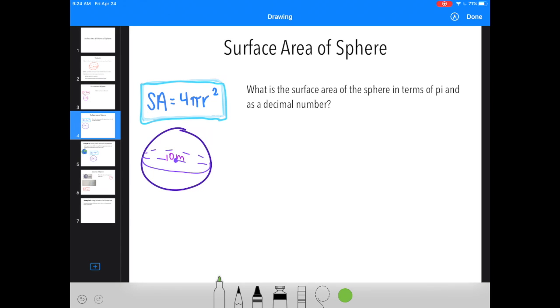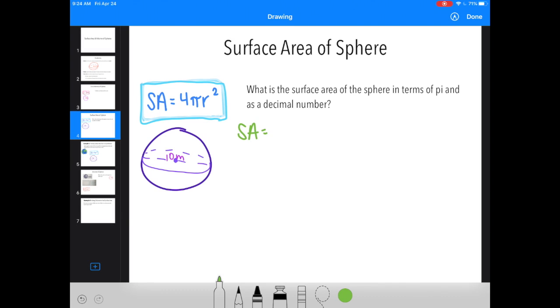We are going to multiply 4 times pi times radius squared. So in this example, I'm wanting to find the surface area of the sphere in terms of pi as well as a decimal number. Let's do a little bit of practice of both because you guys have been experiencing both types of answers. Okay. Here, my diameter is 10 meters.